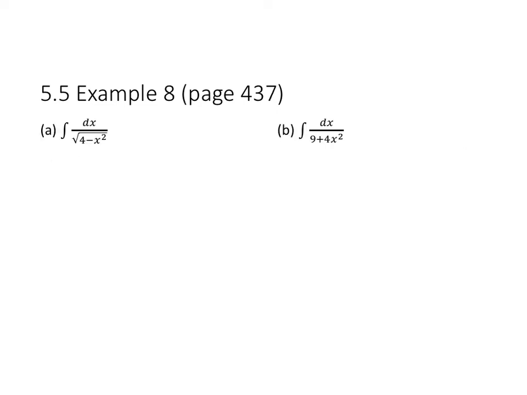Now on page 437, example 8, they talk about some other functions that are a little bit more complicated, a little bit different. Hopefully you notice that this is really similar to arcsine, which is 1 over the square root of 1 minus x squared. So before I can use that, I need to rewrite what we're given into that form. So the first thing we're going to do is factor the 4 out.